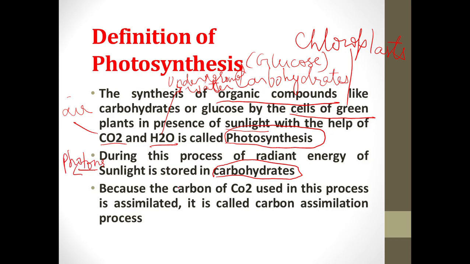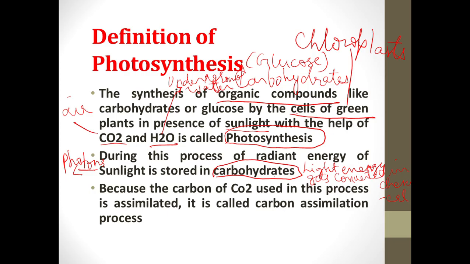Photons are absorbed by the chloroplast cells, means they excite the electrons of the chloroplast cells. So this light energy gets converted into chemical energy. What is the light energy? The sun. What is the chemical energy? The carbohydrate that plants are making.